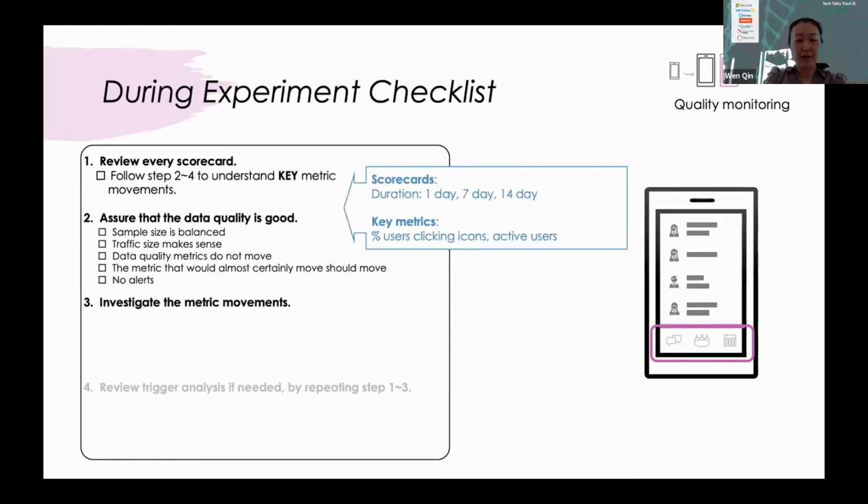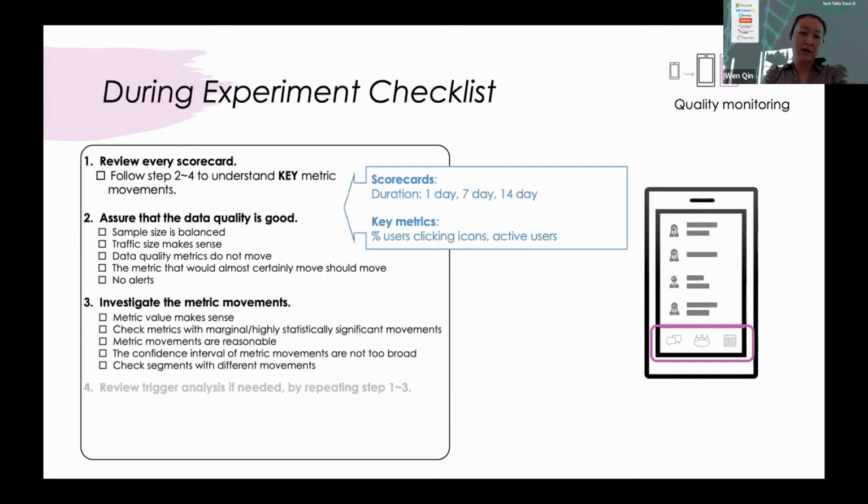If you have only about 1/10 of the traffic size compared to your expected value, it indicates that your configuration is not correct. So you want to check whether your setup is correct or not. After checking all these points, you see that your scorecard does not have any data quality issue. And you go to the next checkpoint, that is to understand the metric movement.